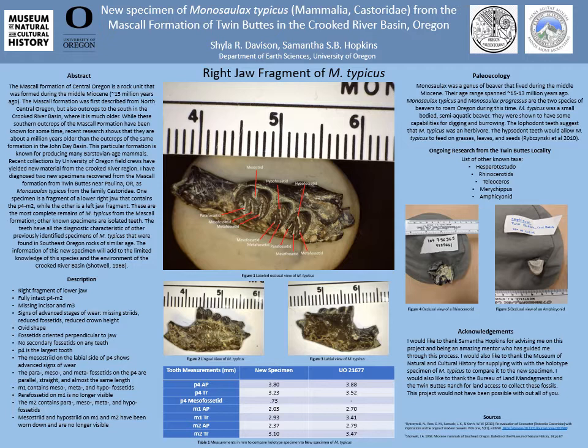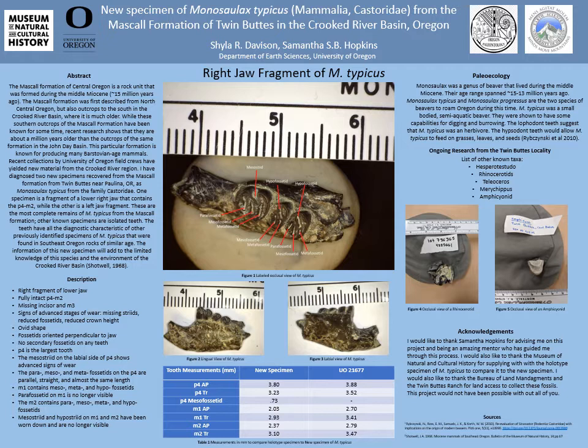Monosaulax typicus has a much smaller size, no lingual striads, more faucetids on the lower dentition, and no parastriads. This specimen met all the defining requirements of Monosaulax typicus.